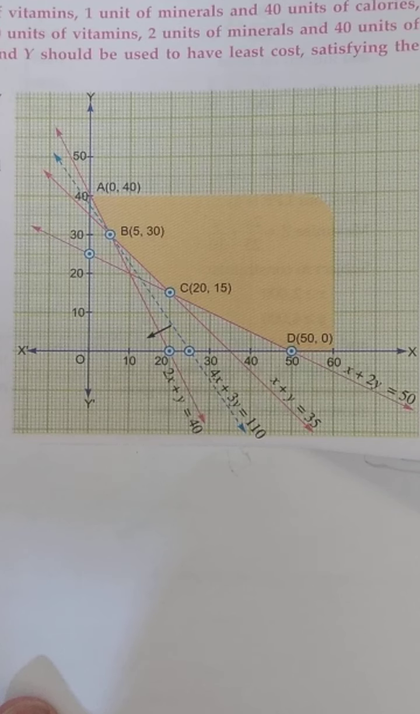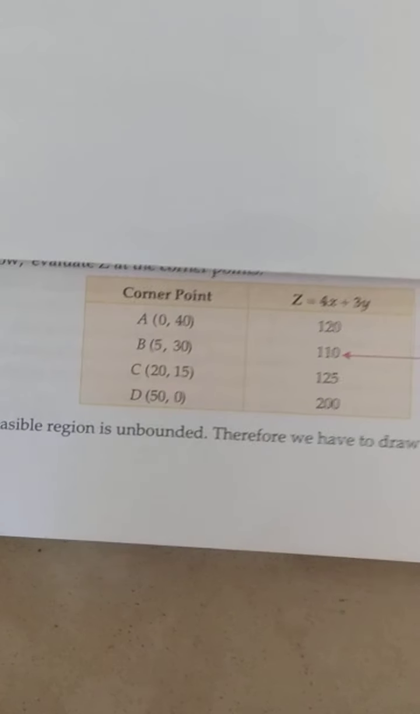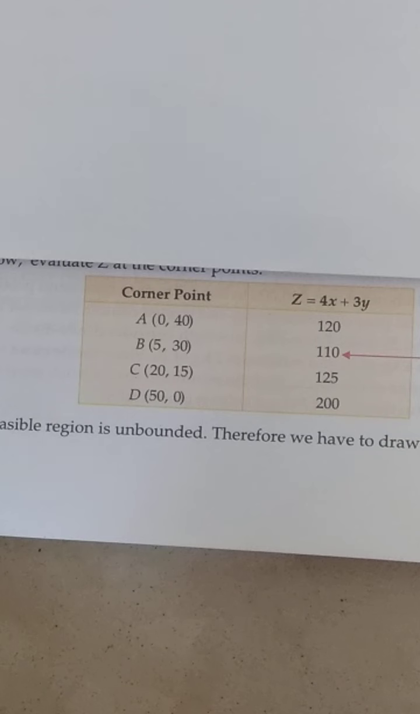It is open unbounded with the boundary points A 0, 40, B 5, 30, C 20, 15, and D 50, 0. You know how to get the points B and C. How to get them? By solving the respective equations, those two equations which are meeting at that particular point. Furthermore, we are going to discuss what will happen about the cost at these four corner points. If you evaluate the objective function at that corner point, you will come to know 110 rupees is the minimum amount which is possible at one point, that is called B 5, 30.